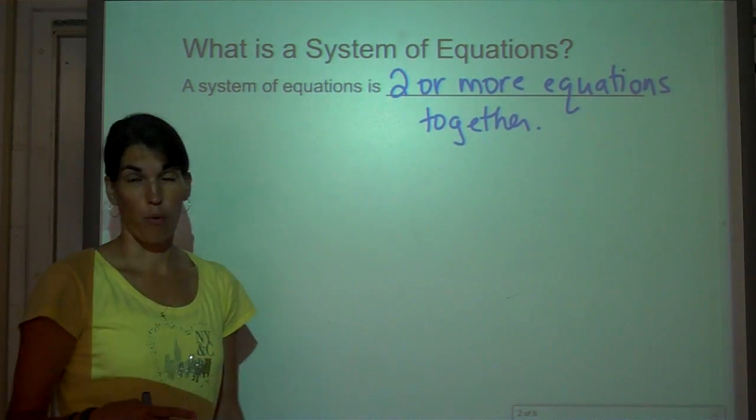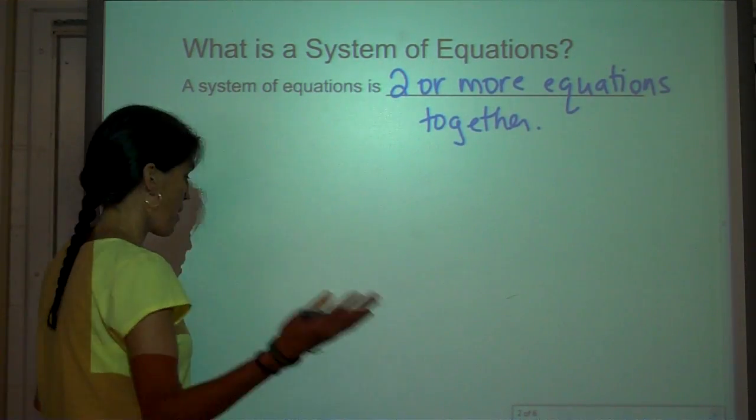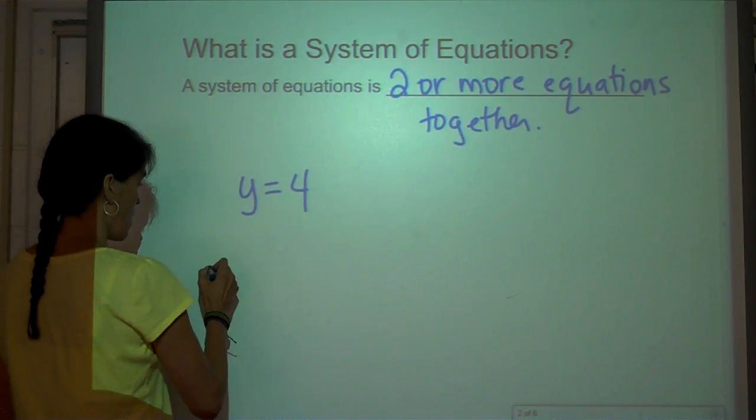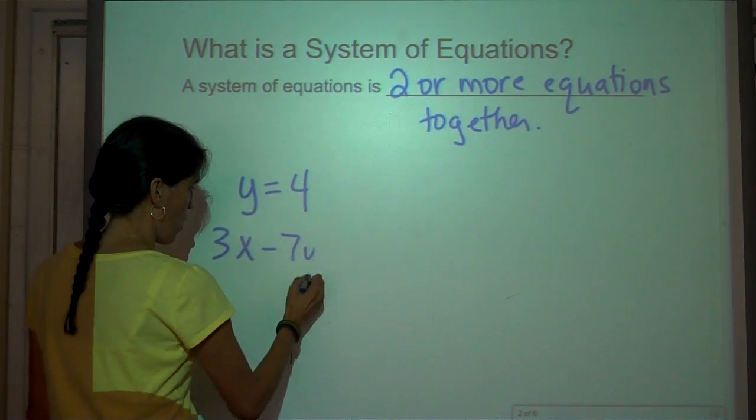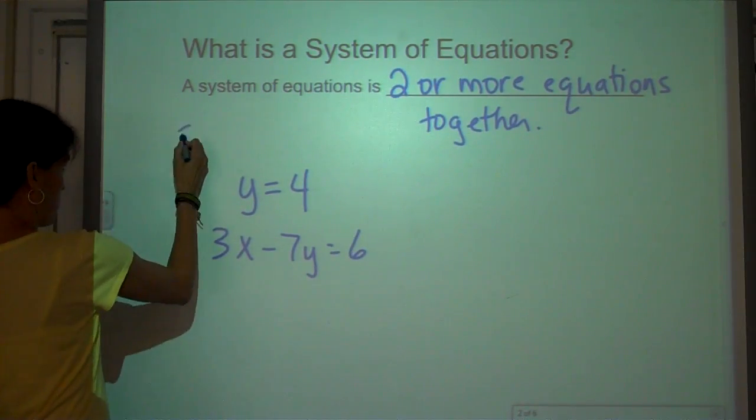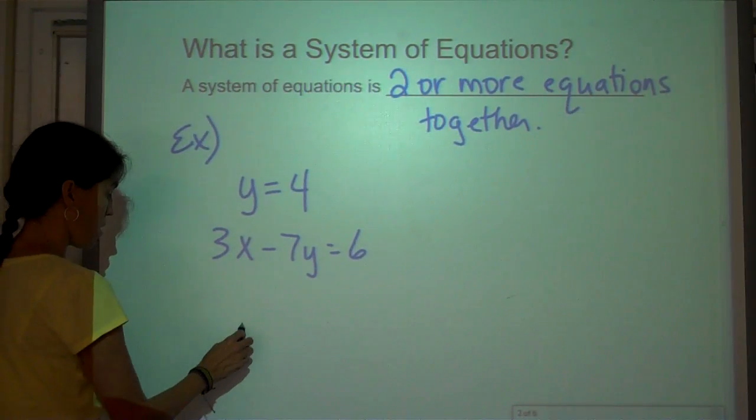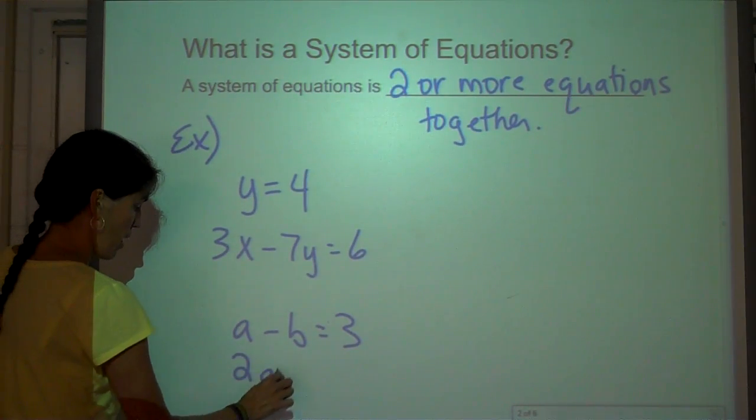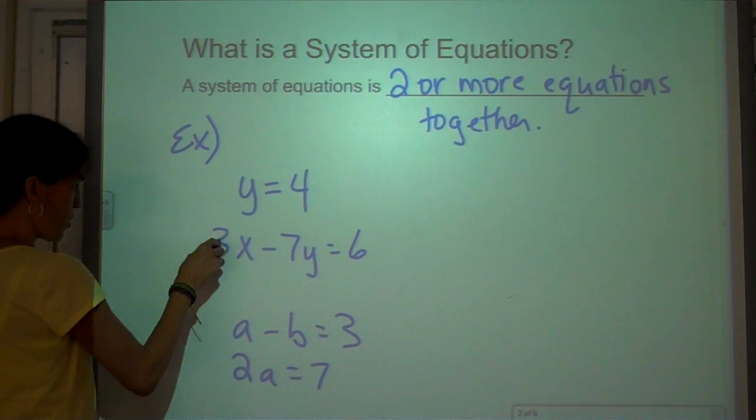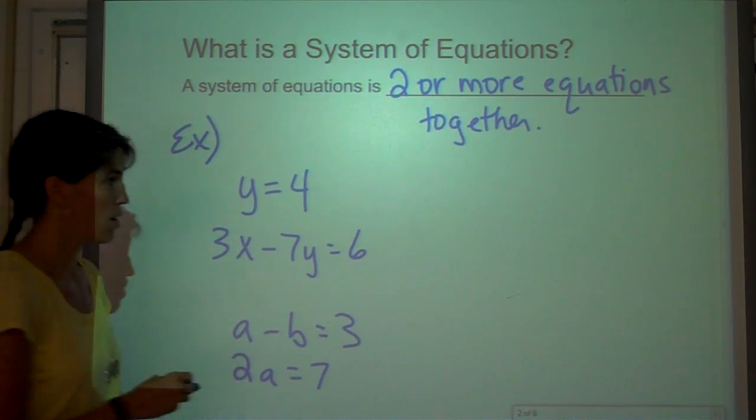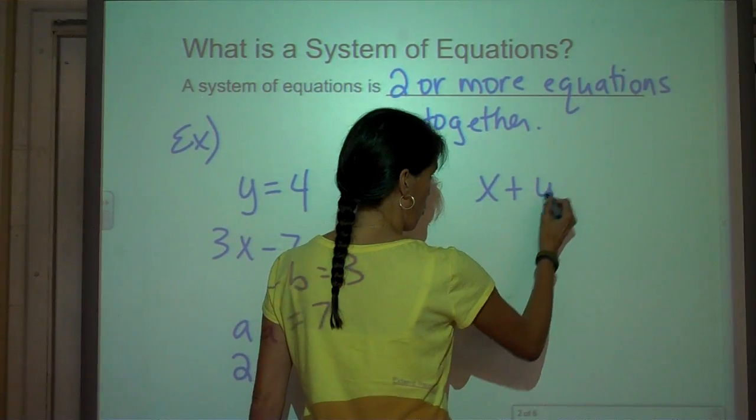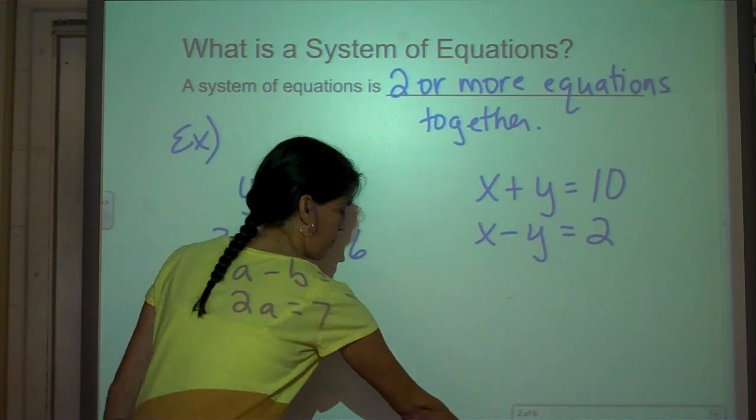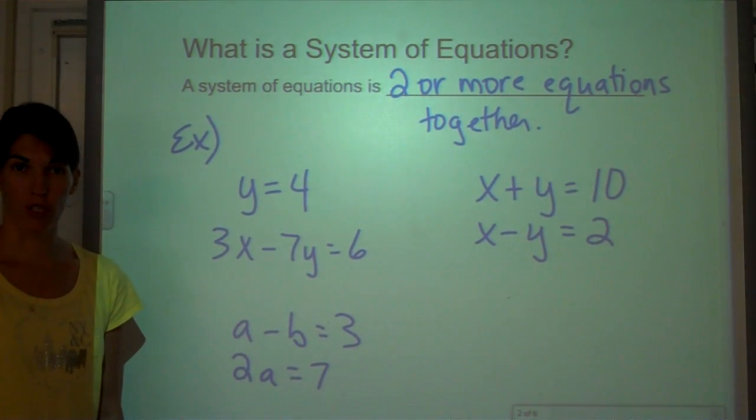We're only going to do two equations together. So an example, it could be anything you want. It could be y equals 4, that's an equation, it's got an equal sign, and 3x minus 7y equals 6. These are examples. It could be a minus b equals 3, and 2a equals 7. This is a system because there's two equations together, and this is a system because there's two equations. This is the example I'm probably going to work through: x plus y equals 10, and x minus y equals 2. So that's what a system of equations is.